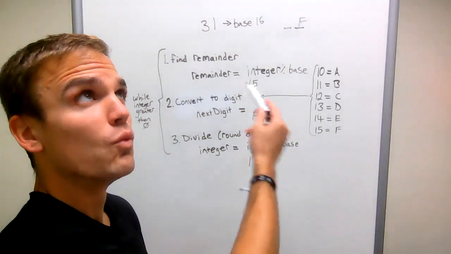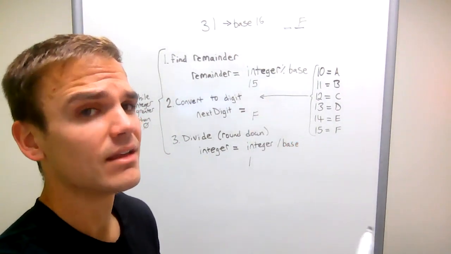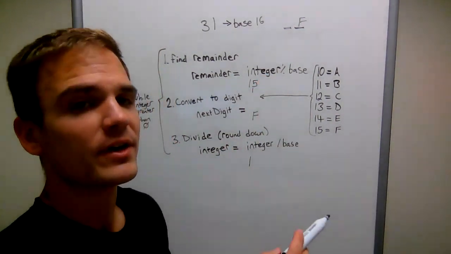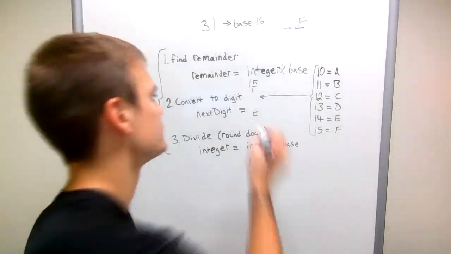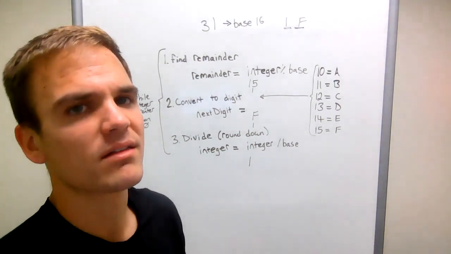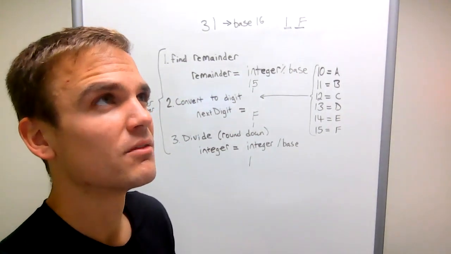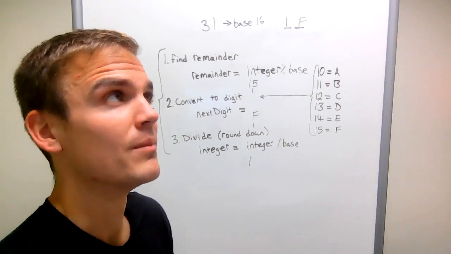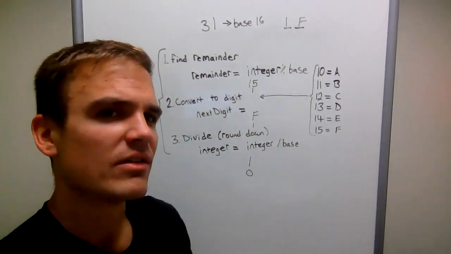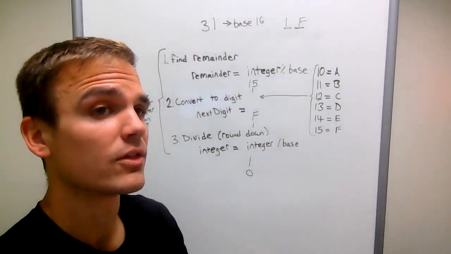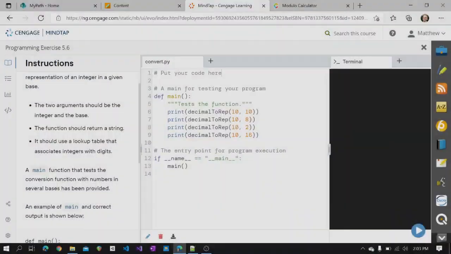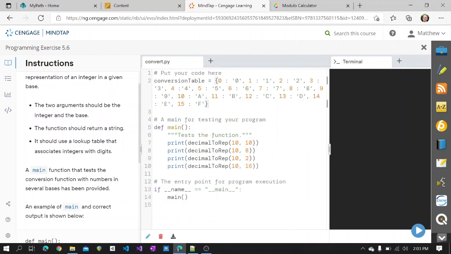The remainder of 1 divided by 16 is 1. 1 converted to hexadecimal is still 1. This will be the next rightmost digit. 1 divided by 16, rounding down, is 0.01 something or other, but round that down and it's 0. The integer is now 0, so the answer to converting 31 to base 16 is 1F.